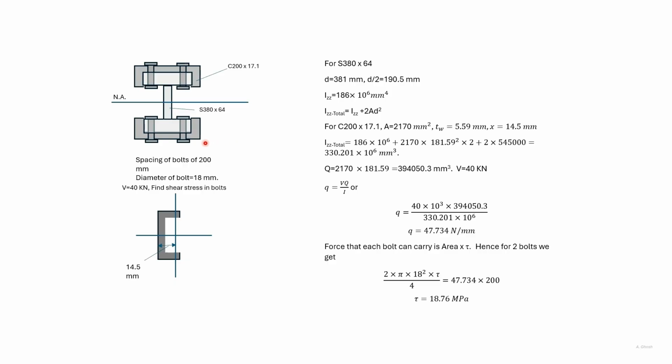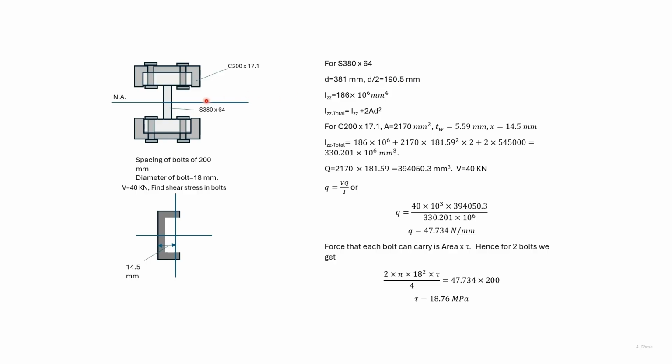To start with, we find out the moment of inertia of the built-up beam. So we use this formula. Here IZZ is the moment of inertia of the I section, and AD² is due to the 2 channel sections.